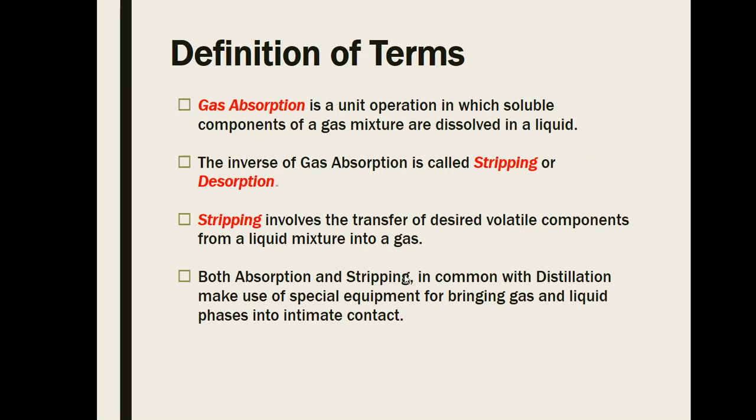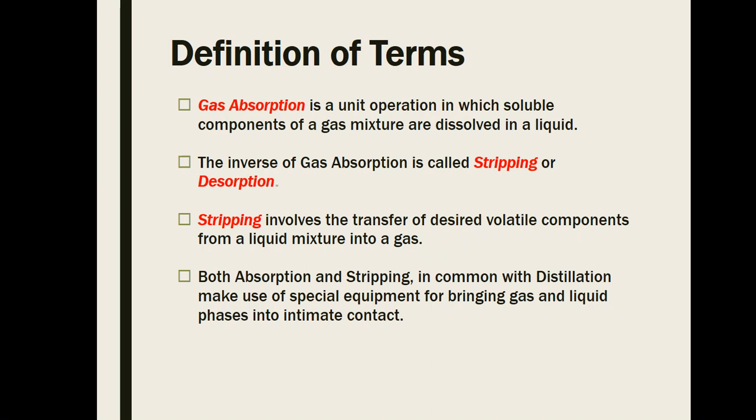Now, when we speak of gas absorption, it is a unit operation in which soluble components of a gas mixture are dissolved in a liquid solvent. The inverse of this process is stripping, or what we call desorption. In stripping, we transfer a particular component of interest, a volatile component, from a liquid mixture into a gas solvent.